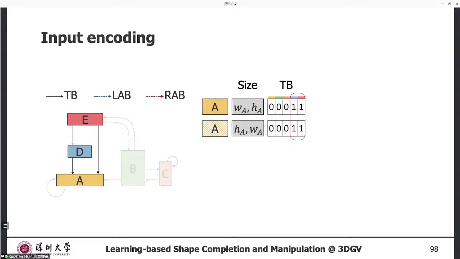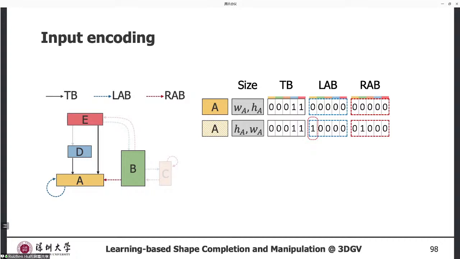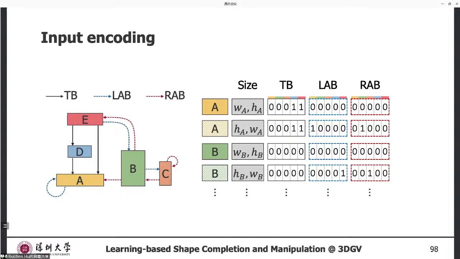So for both states of A, the corresponding position in TB encoding are set as 1. For the original states, LAB, RAB are all set as 0 since it's only used for the rotated state. Then for the rotated states, the corresponding position in LAB, RAB encoding with access constraints are set as 1. Therefore, the only condition for packing any state of any box is that its precedence encoding are all 0, like the box B here in this case.